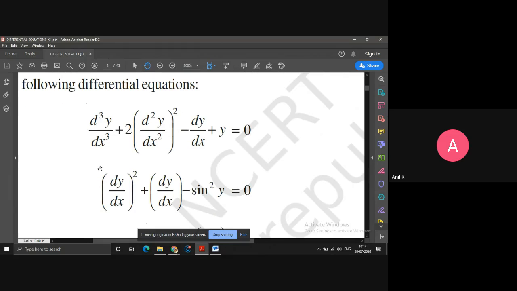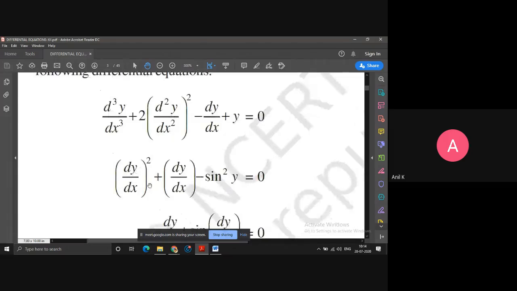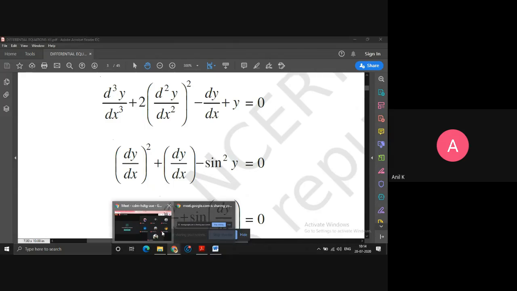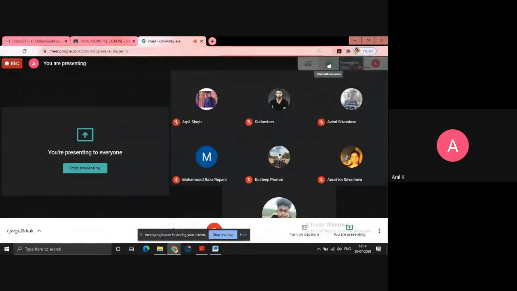Now here you see (dy/dx) whole squared plus (dy/dx) to the power of 1. If nothing is there, then I can take the power as 1, minus sin squared y equals 0. First of all, is it a differential equation? It is involved in terms of sine. So what do you say? Is it a differential equation? Yes or no?